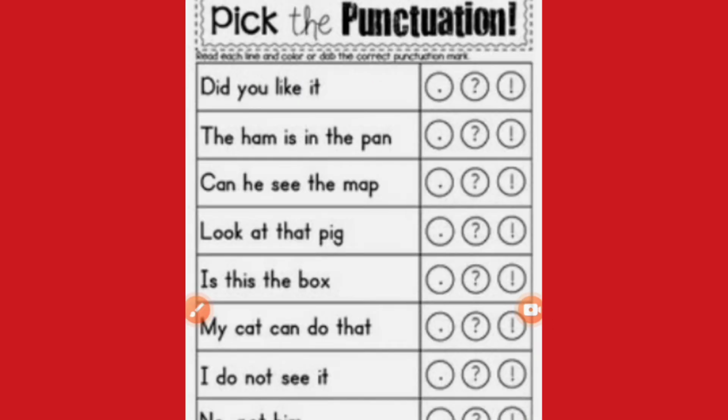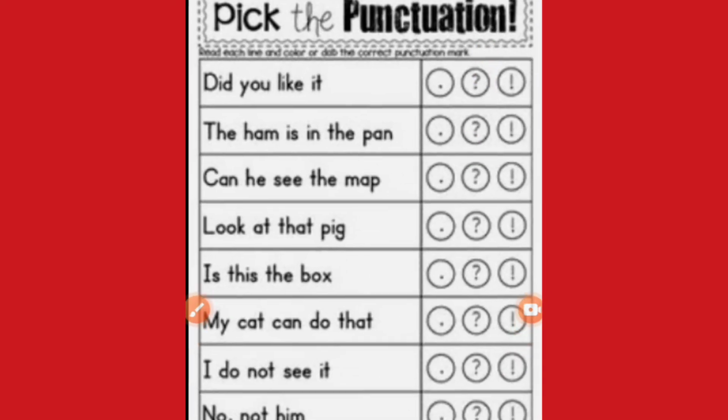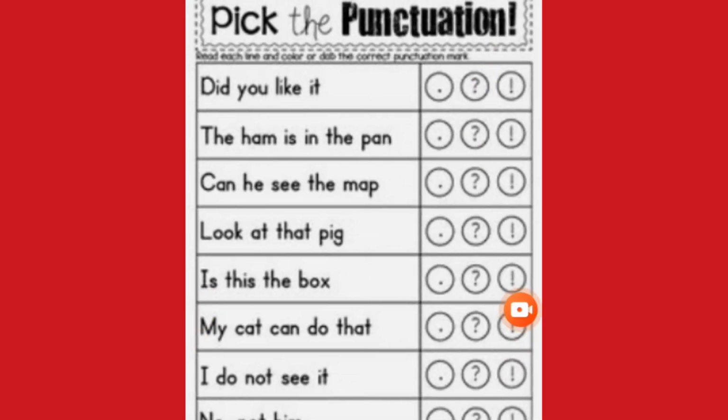This is the second worksheet. Here we have to just pick the punctuation. Here sentences are given and on the other side 3 punctuation marks are given. We have to just pick the correct punctuation and we have to tick that. First one is, did you like it? So this is a question. So first one will be right.